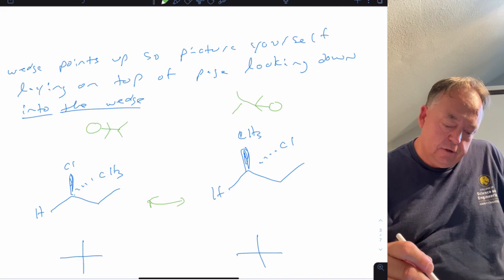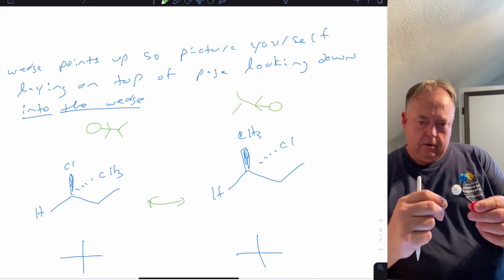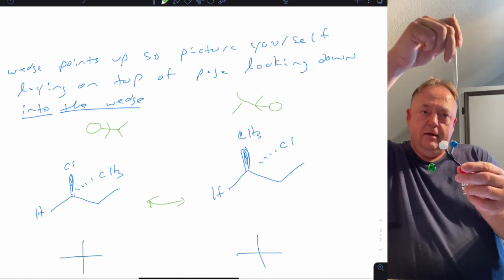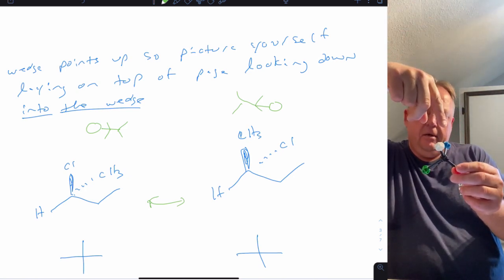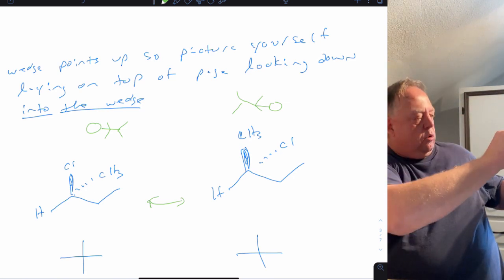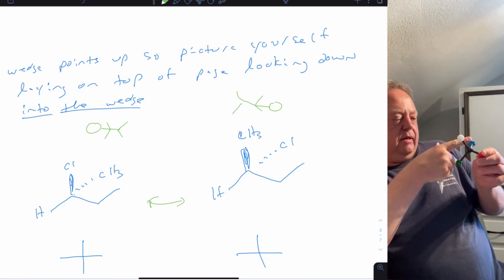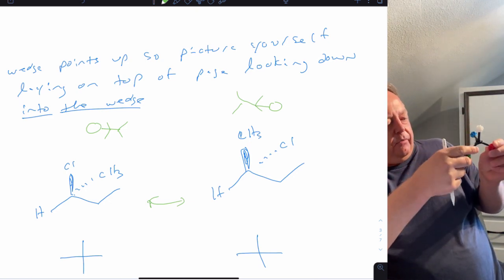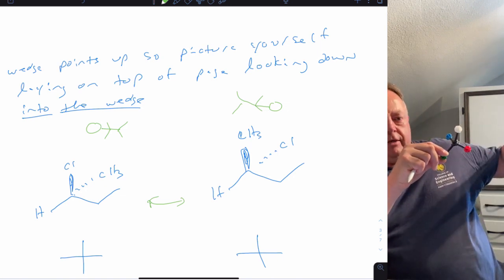So if you can picture yourself here, and let's say your feet are over here and you're looking down at this, then I would see the blue on my left, and I would see the white on my right. And if my feet are down here, then I would see the green towards my feet, and I would see the red towards my head.